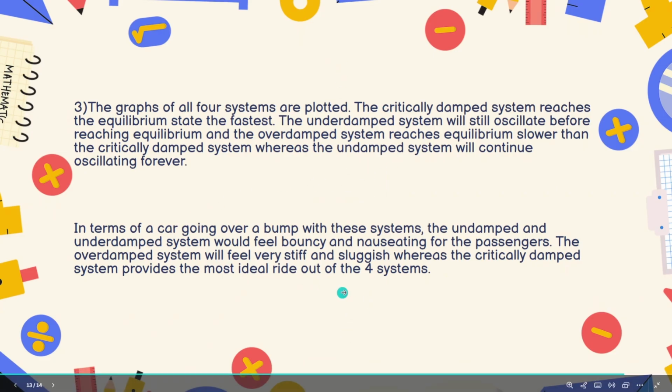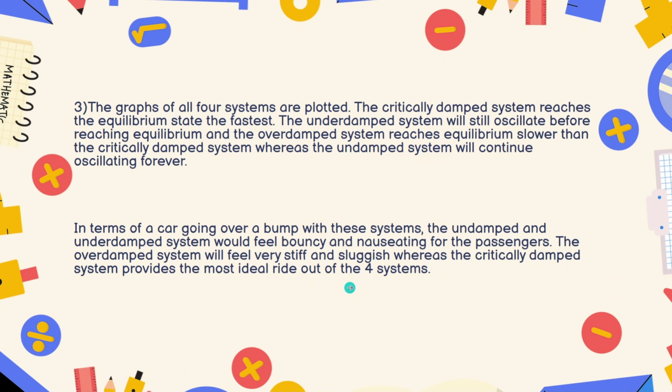In terms of a car going over a bump with these systems, the undamped and underdamped systems will feel very bouncy and nauseating for passengers. The overdamped system will feel very stiff and sluggish, whereas the critically damped system provides the most ideal ride out of the four systems.